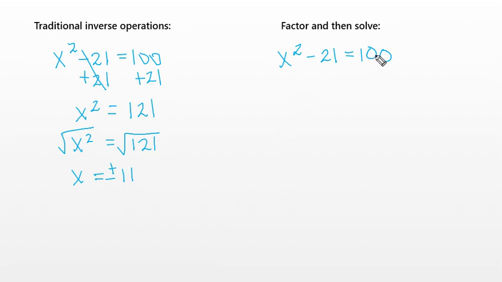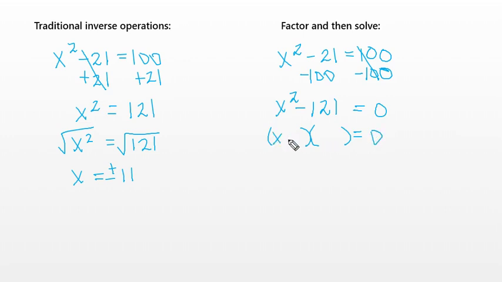On this one, we need to actually move the 100 to the other side of the equation using inverse operations. So we've got 100 over here. We need to get rid of it, so we're going to take it away. So we're going to take away 100 or subtract 100 from both sides of the equation. That leaves me with 0 on this side. And on this side, I have x squared minus 121. And I'm going to factor this.